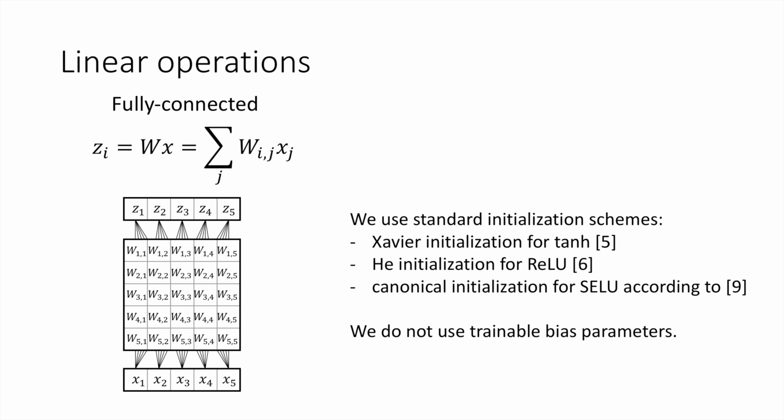Now, we will go through each of those operations. The only linear operation considered is the fully connected operation, where the incoming vector x is multiplied by a weight matrix W to yield the output Z. Each component of the output is connected to each component of the input, where that connection is weighted by the corresponding entry of the weight matrix. We initialize the weights in this matrix using standard initialization schemes. While we firmly expect the principles presented in this talk to also apply to the convolutional operation, formally extending the theory to and conducting experiments on that operation is future work.